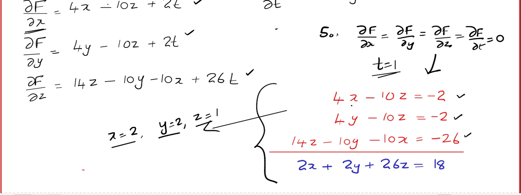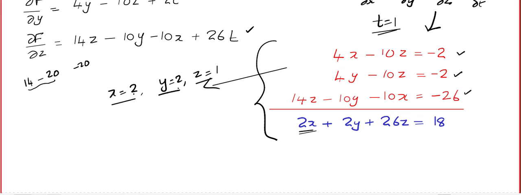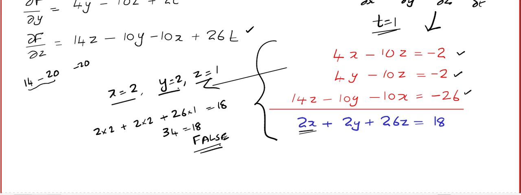Okay, anyway, solving the first three equations, I got x equal to 2, y equal to 2, z equal to 1. Now I am going to check whether this will balance the last equation. So I substitute: 2 into 2 plus 2 into 2 plus 26 into 1 is equal to 18. I got 34 equal to 18. That is false. So I conclude the given equation is not a cone.